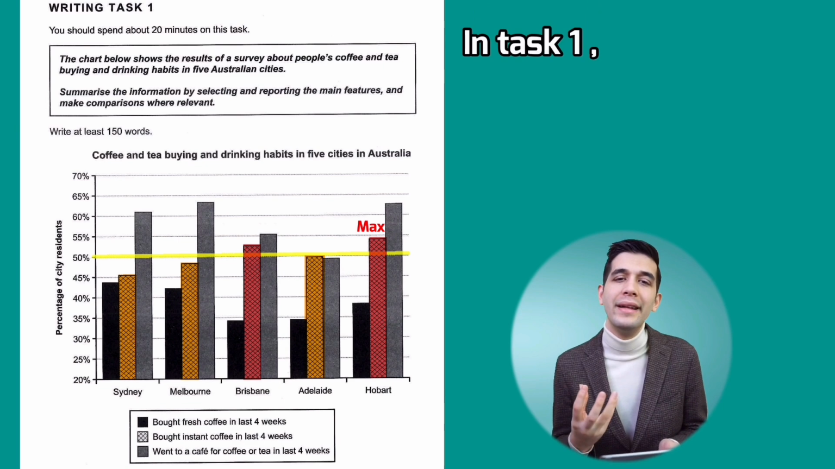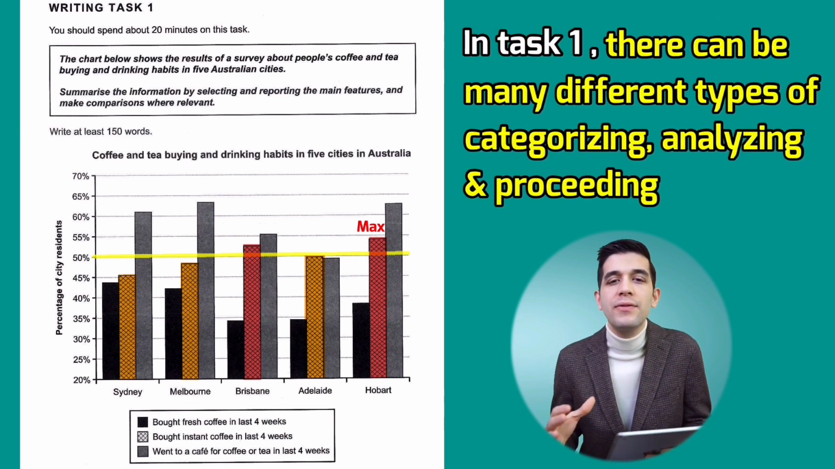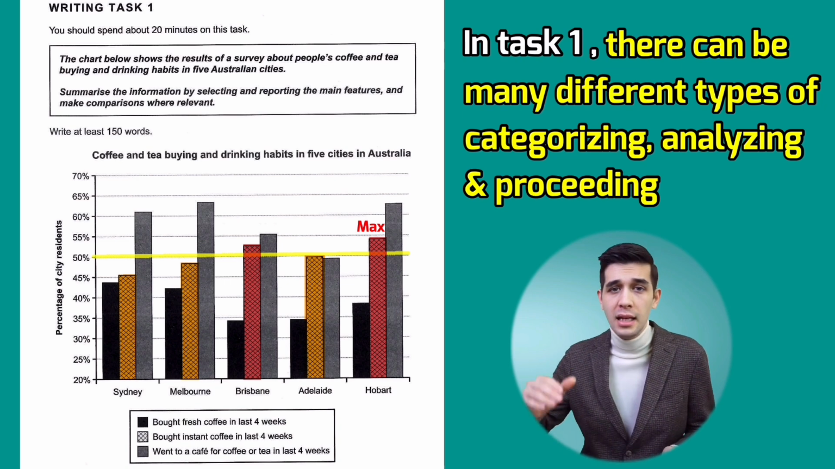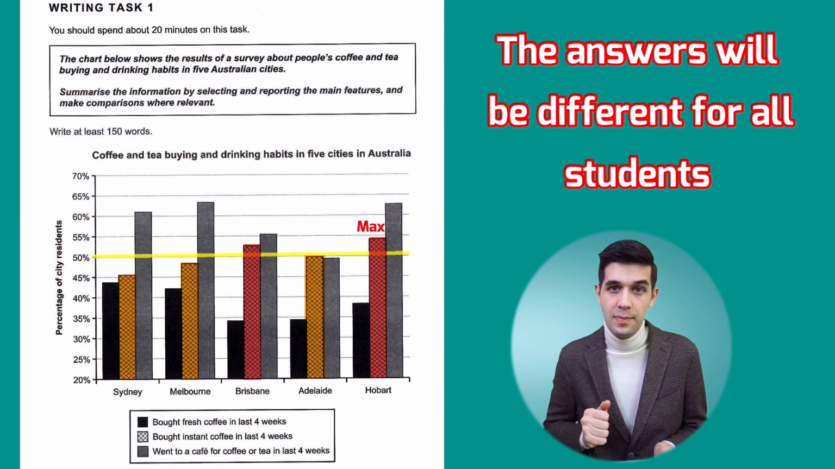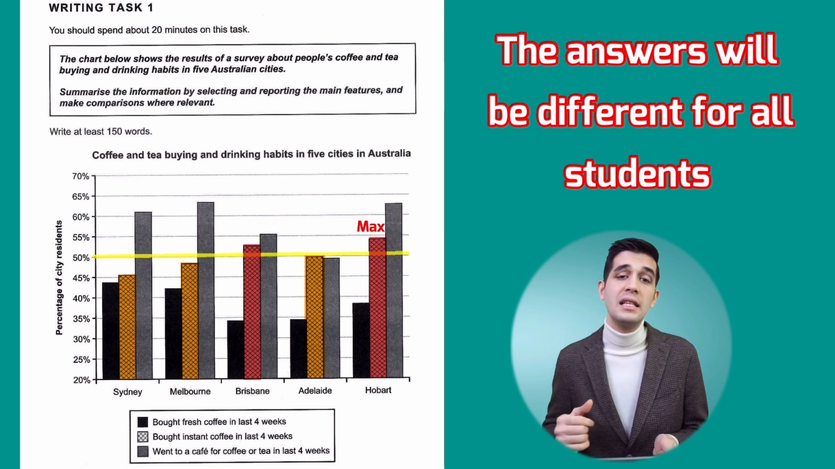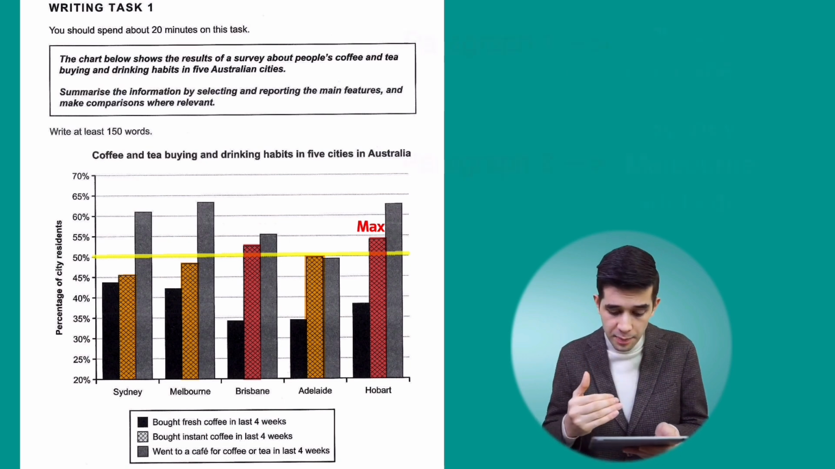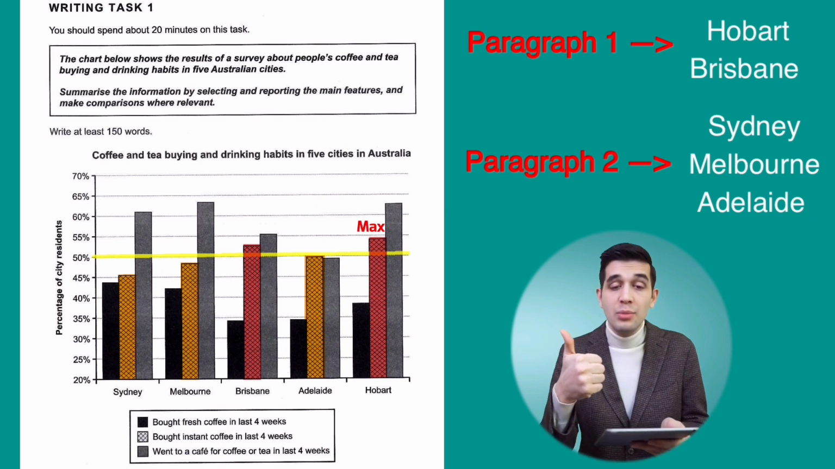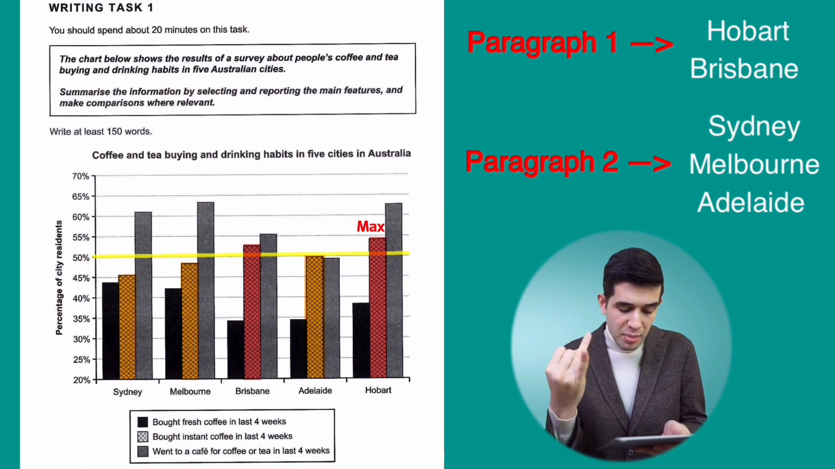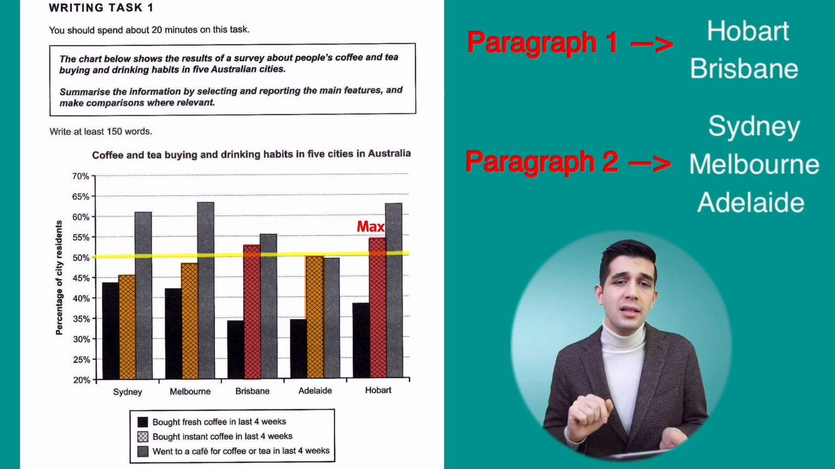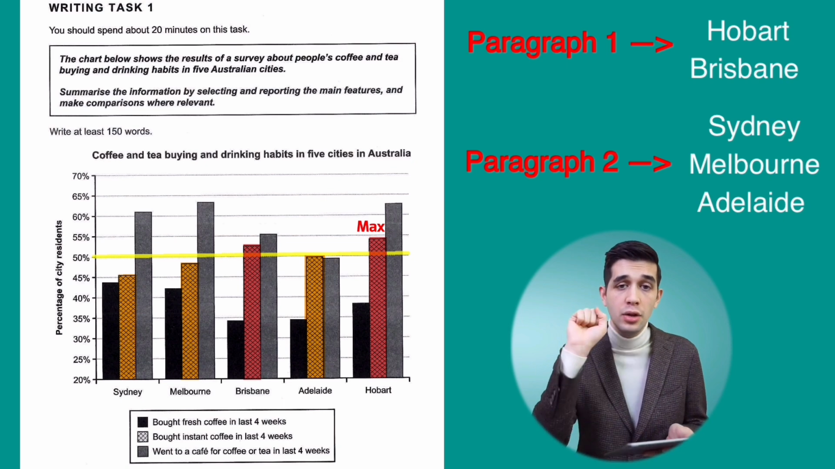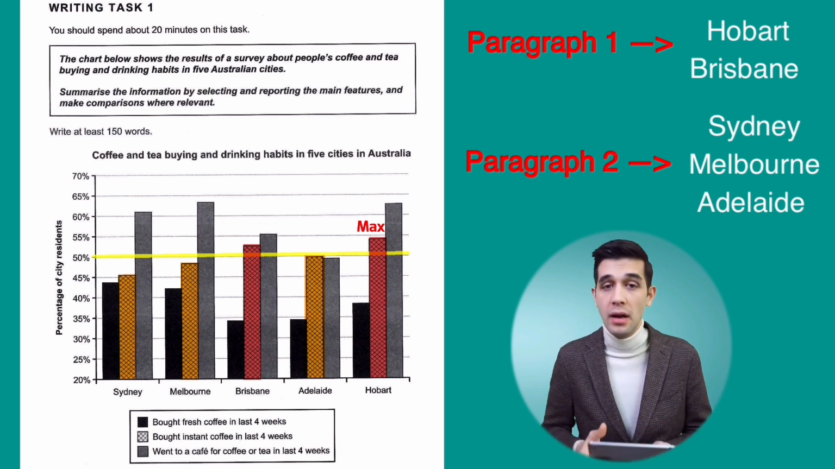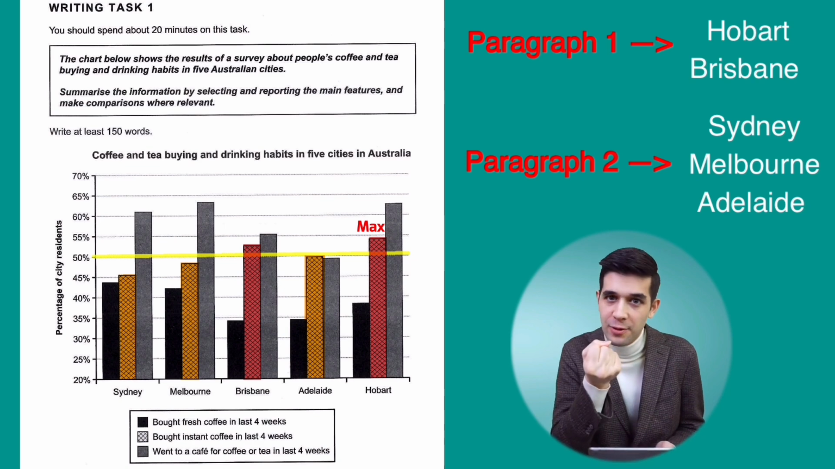The beauty of task 1 is that there can be many different types of categorizing, analyzing, and proceeding. So the answers will be diverse for all students. It really depends on how you decide to categorize the information. For this task, I think the most logical way to proceed is to categorize Hobart and Brisbane in one line and Adelaide, Melbourne, and Sydney in another line. So instead of talking about all 5 cities having 5 different sentences, now I will have 2 sentences. That is very good because I am summarizing the information.